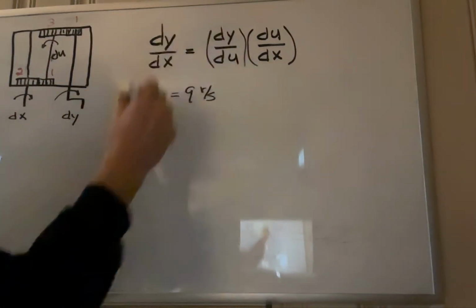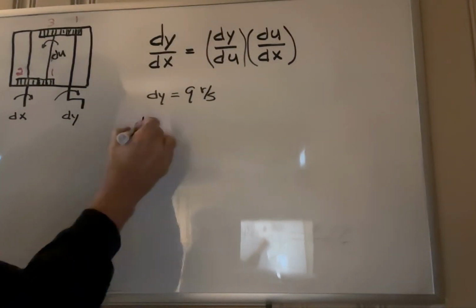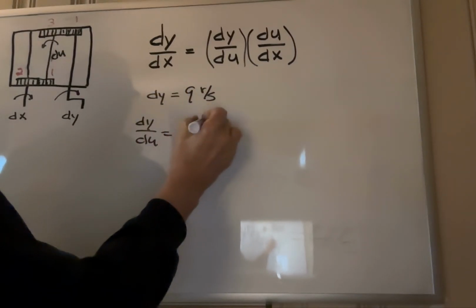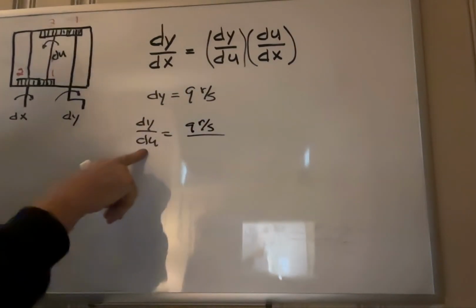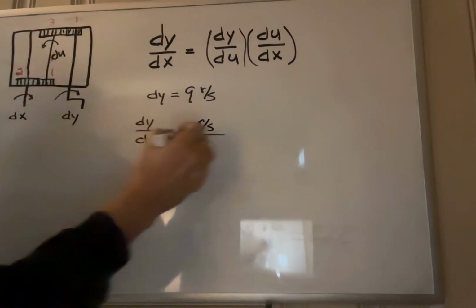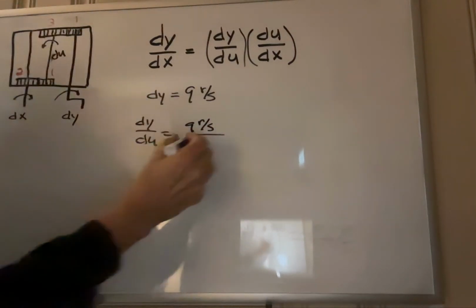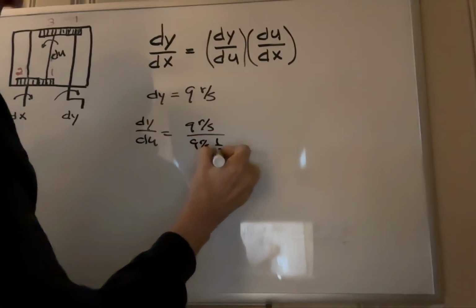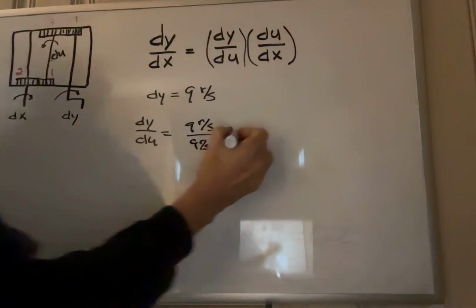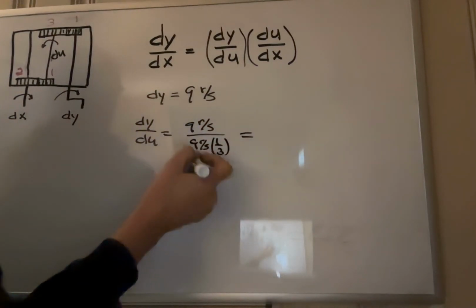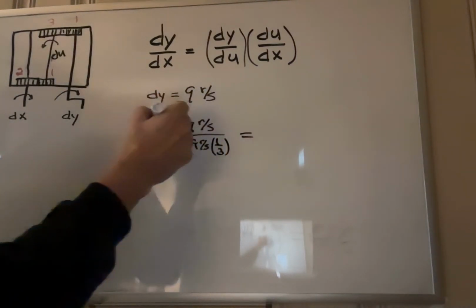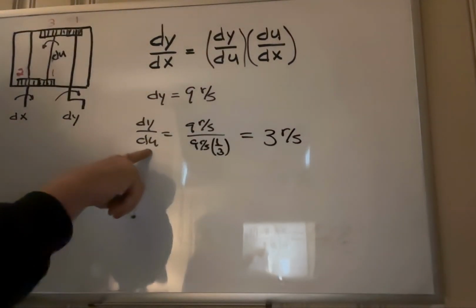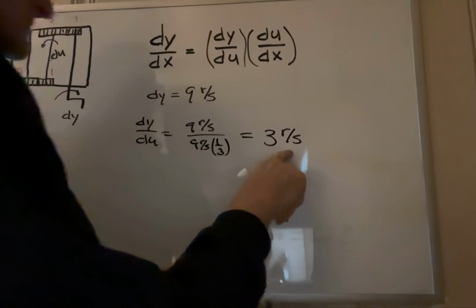So what is going to be my dy/du? dy/du is going to be equal to my dy, which is 9 revolutions per second, divided by du. This thing is going to be spinning at 9 revolutions per second divided by 3. So this would be 9 revolutions per second times 1/3, because that's my gear ratio. If you divide out the 9s, this ends up being 3 revolutions per second. So I know now my dy/du is 3 revolutions per second.